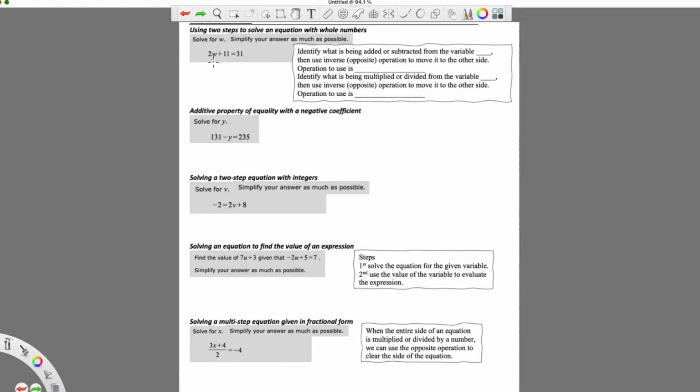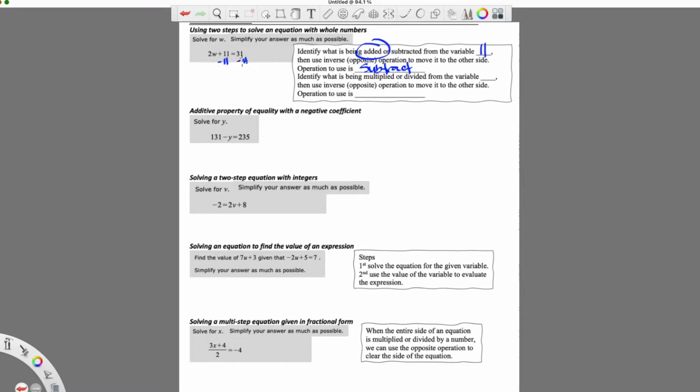Okay. So identify what is being added or subtracted from the variable. That's our first step. So I've kind of already pointed at the variable there. There's W. It's 2W plus 11. So 11 is being added. So we have 11 here. The opposite operation, because that's always what we're looking for, to undo that would be subtraction. So we're going to subtract 11 from both sides of the equal sign.